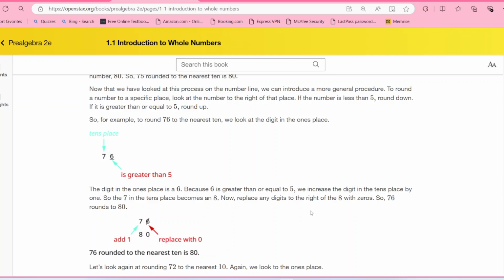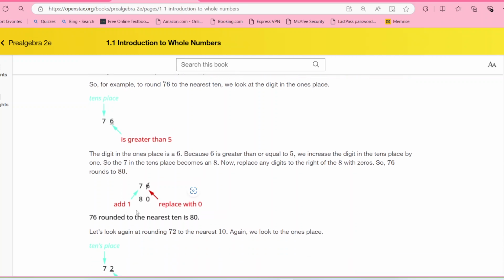So 76 rounds to 80. It's pointed out here again: you have 7 in the tens place, 6 in the ones place, which was 5 or greater. So we add 1 to the 7 in the tens place, to the next highest 10, making an 8. And then anything after that becomes replaced with zeros. 76 rounded to the nearest 10 is 80.